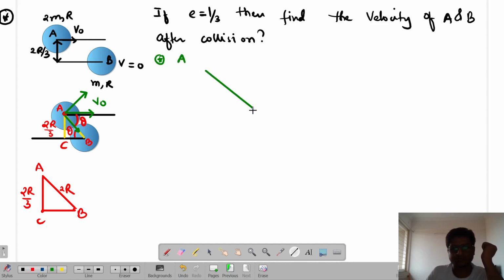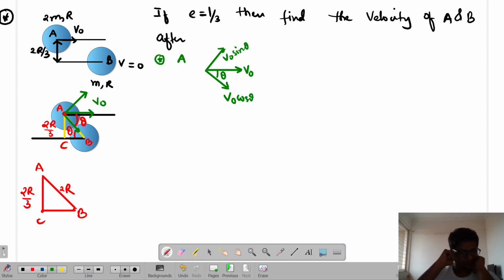So what I'm doing is I'm just drawing the diagram for A directly. So A has two velocities. Let me just decrease this. And this is V0. This angle is theta. So V0 cos theta and V0 sin theta. Is that clear?